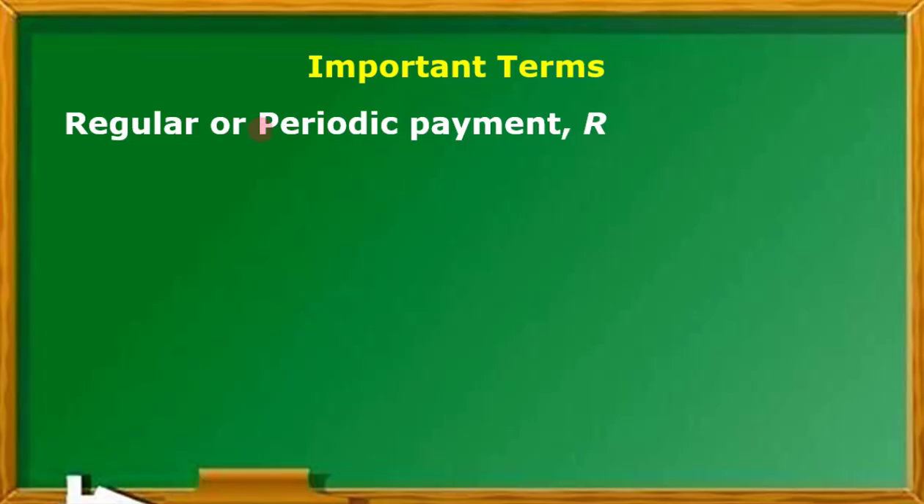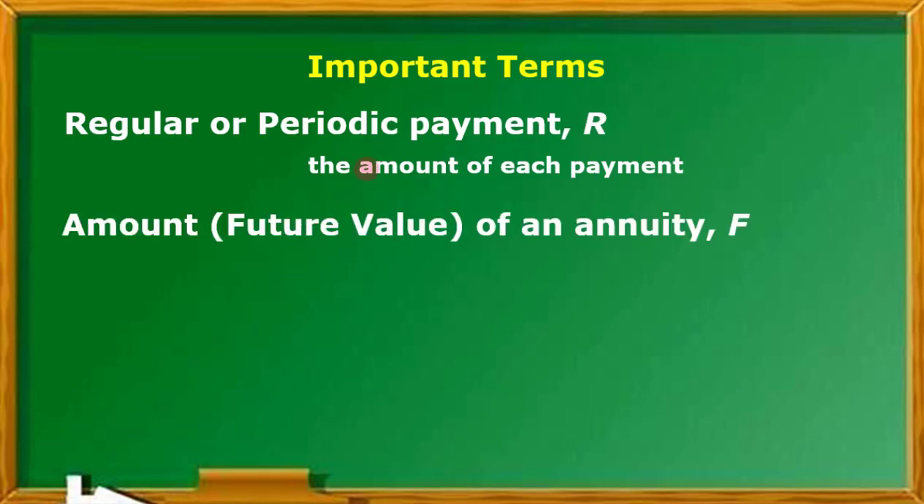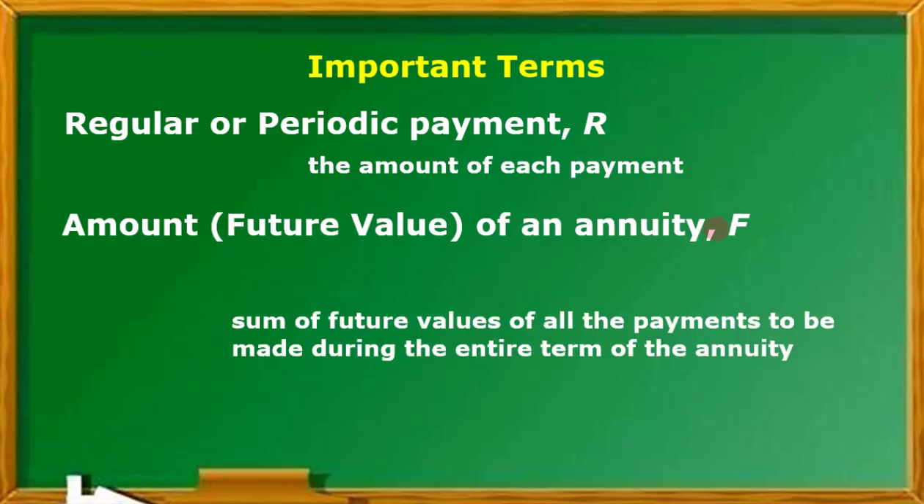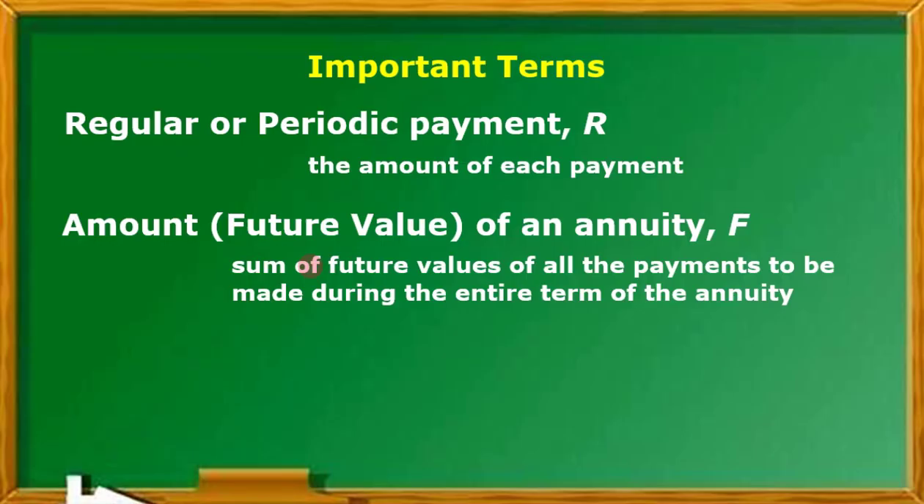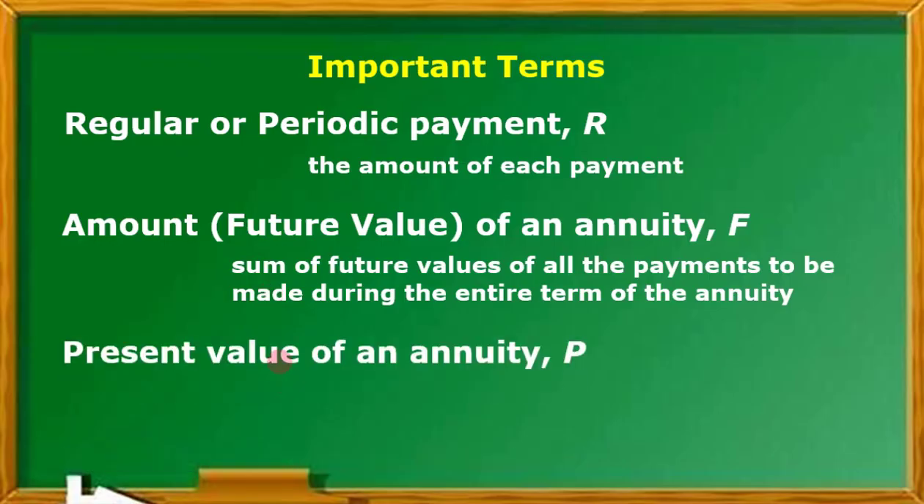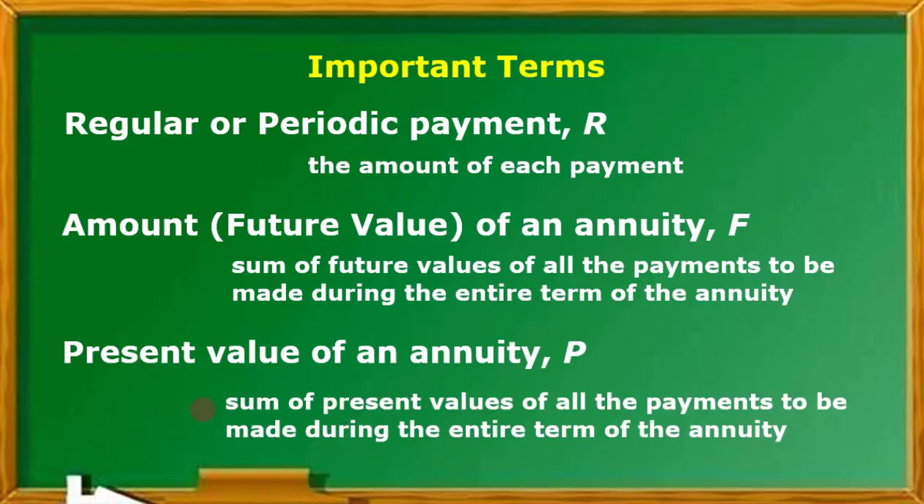Regular or periodic payment, denoted by capital letter R, is the amount of each payment. Then the amount or future value of an annuity, denoted by letter F, is the sum of future values of all the payments to be made during the entire term of the annuity. And capital letter P is the present value of an annuity, which is the sum of present values of all the payments to be made during the entire term of the annuity.